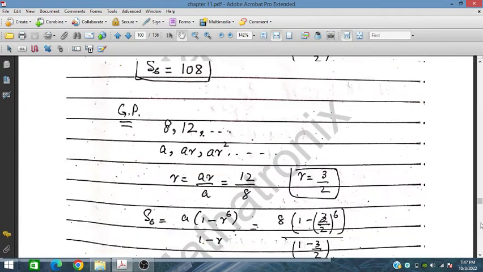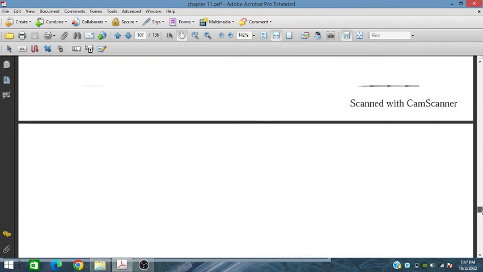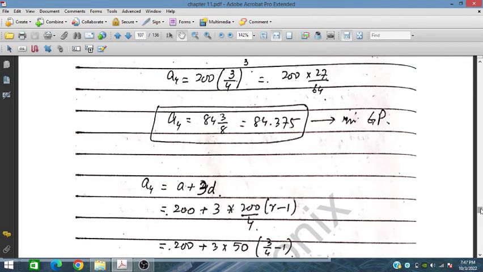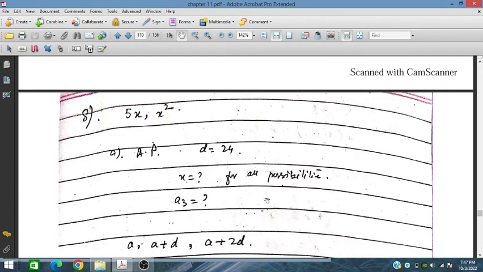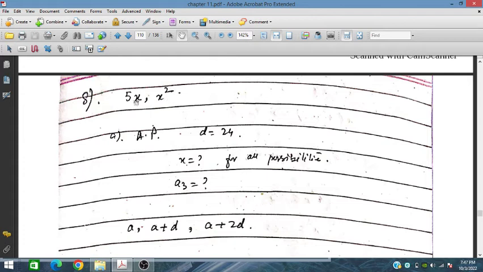So let's move to the solution of problem number 8, part A. This is the given information. This is the first term, this is the second. This is a, this is a plus d for arithmetic progression; this is a, and this is ar for geometric progression. So let's start with the arithmetic progression, where d is given as 24, and we have to find the third term.